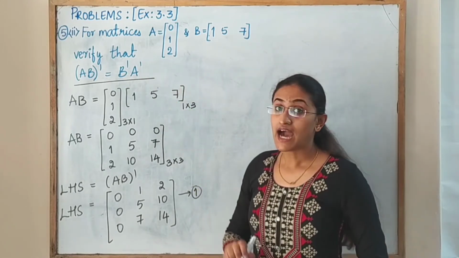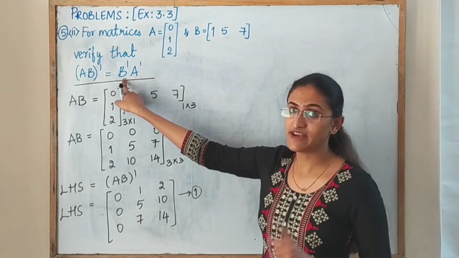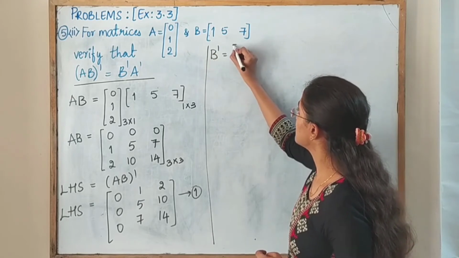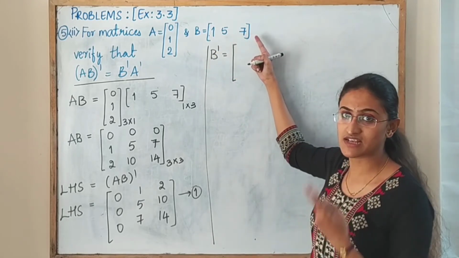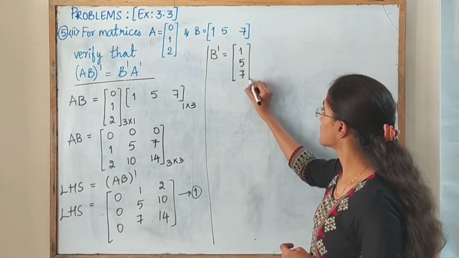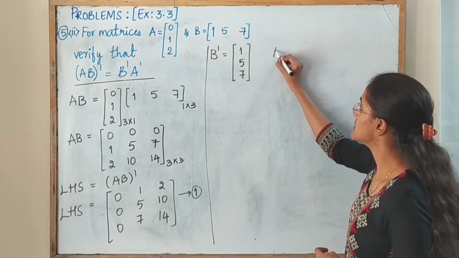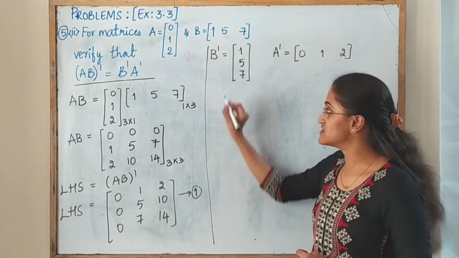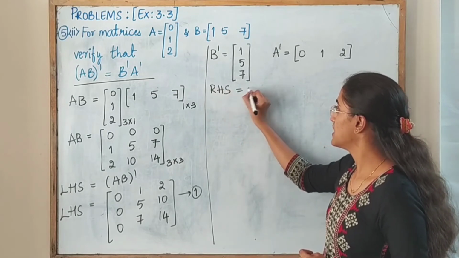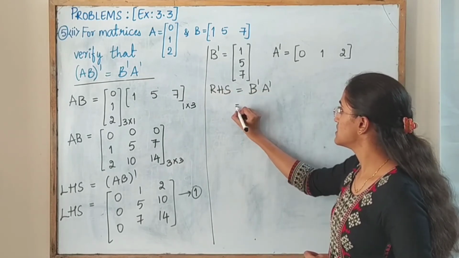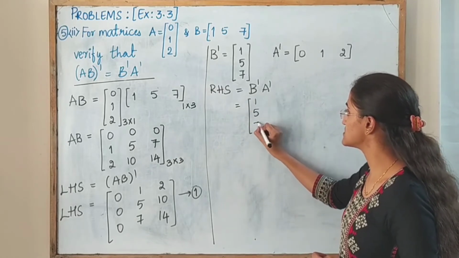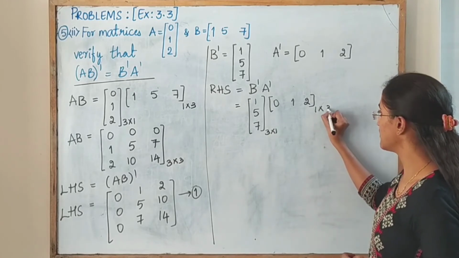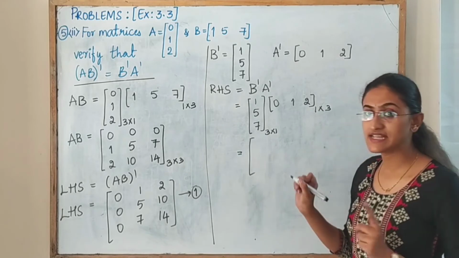Now, going for the RHS, before that we shall first find B dash and A dash. B transpose is nothing but, since we are having only a single row, the transpose will be a single column, and the A transpose will be a single row. Now, as per the RHS, we need to find B dash into A dash, multiplying these two matrices. This is of the order 3 cross 1 and 1 cross 3. We need to get a resultant matrix of order 3 cross 3 again.